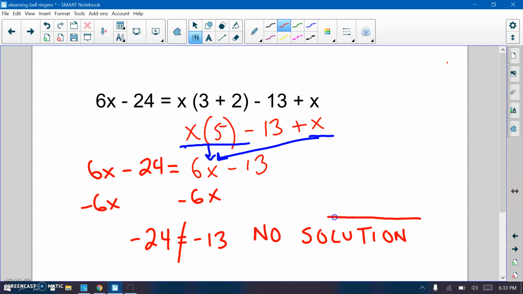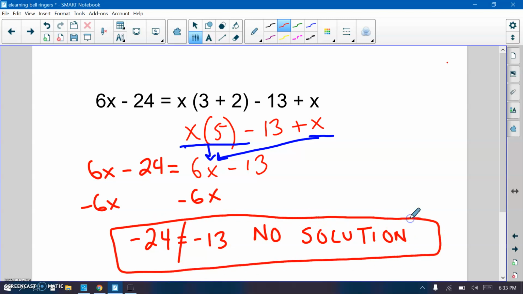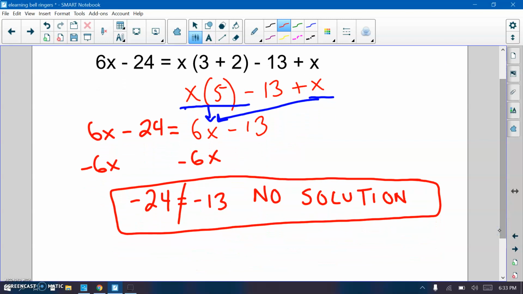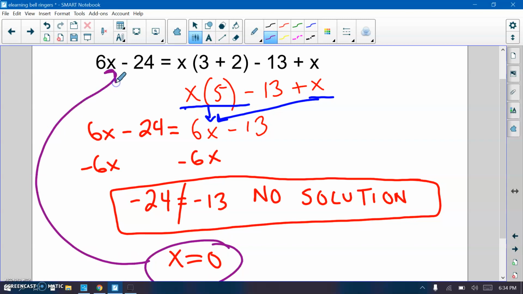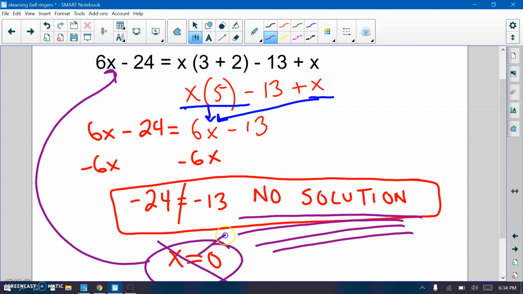Now, where a lot of people missed that point is a lot of you told me x is equal to 0. That's not correct. If x were equal to 0, we could take this and plug it back in and get the same answer. That's not the case. When we have a situation where the left side of the equation is not equal to the right side of the equation, we have no solution. The answer is not 0. It is no solution. So that's the bell ringer.